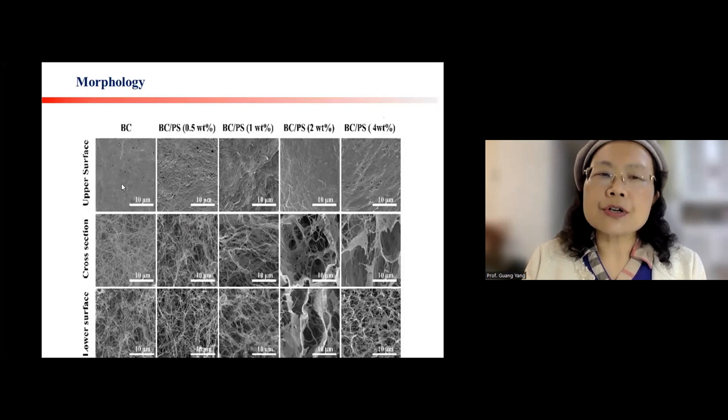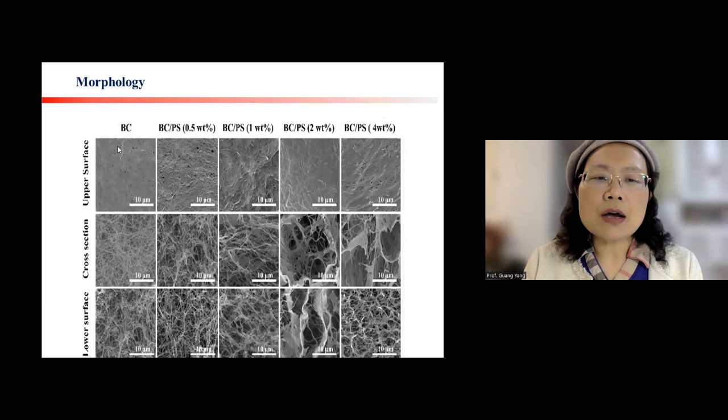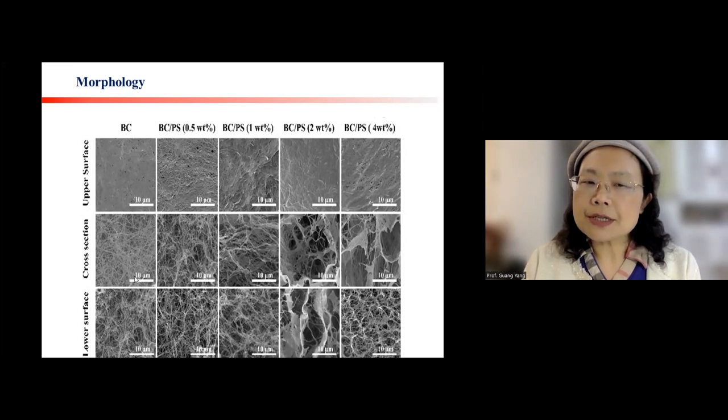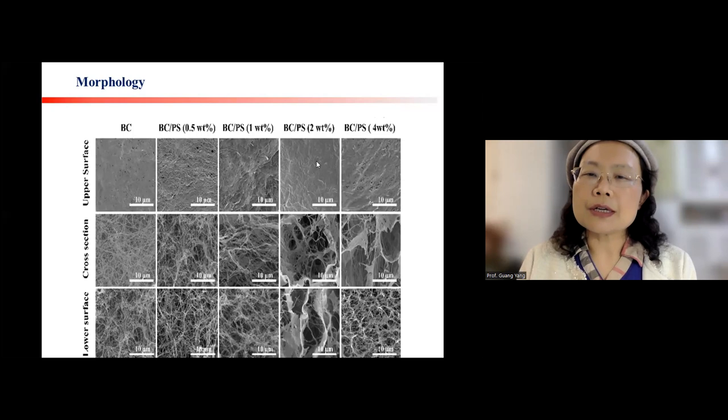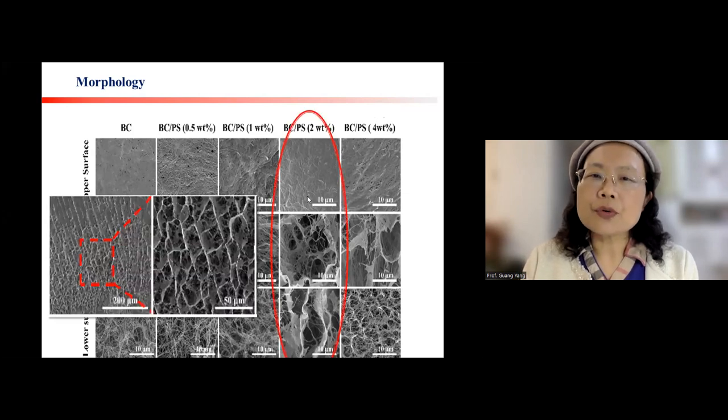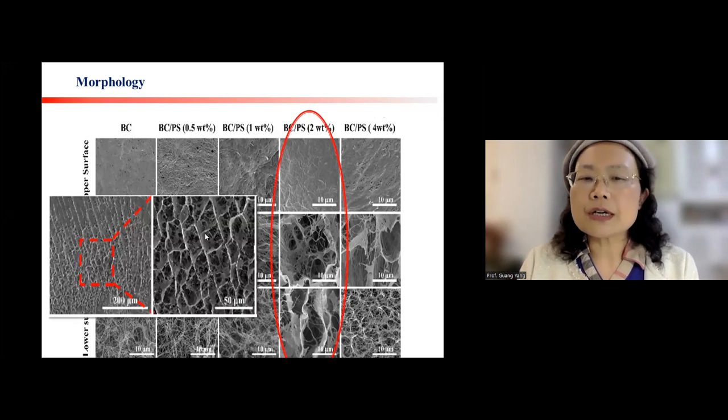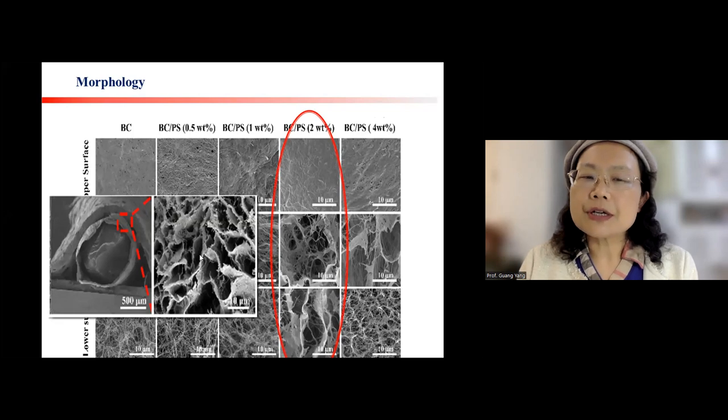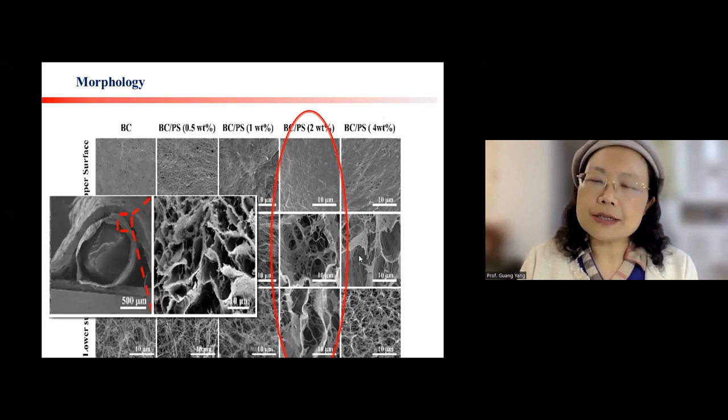So first, the structure of the materials. This is the upper surface. Here is the cross section. This is the inner section. For bacterial cellulose itself, we can observe a very dense structure, and the pore size is almost smaller. But after we put in the potato starch, we observed a very good pore size. But if we put in more potato starch, the pore size is large, but the mechanical properties are not good. So we choose the 2% potato starch.